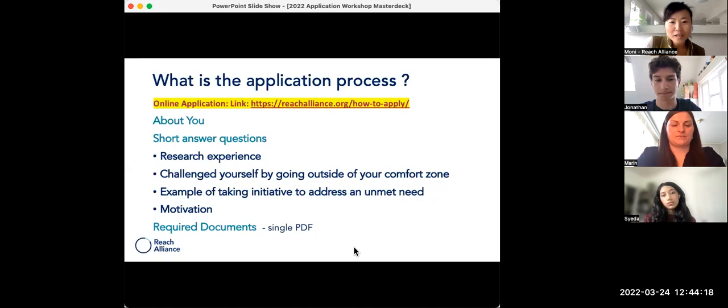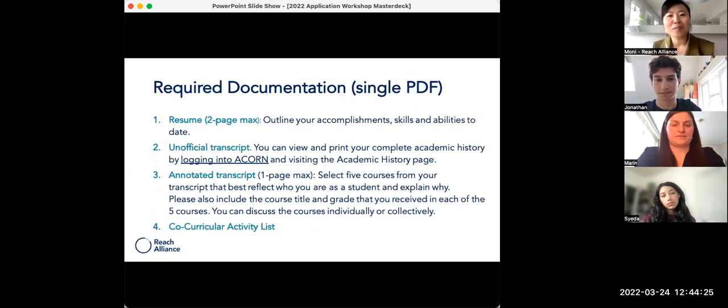And then the fourth part of the application is required documents, and I'll review that. So we're asking for these 4 documents to be saved in a single PDF and then uploaded on that online portal. So the first document is a 2-page resume, just highlighting what your experiences have been, the clubs, the skills, experiences.